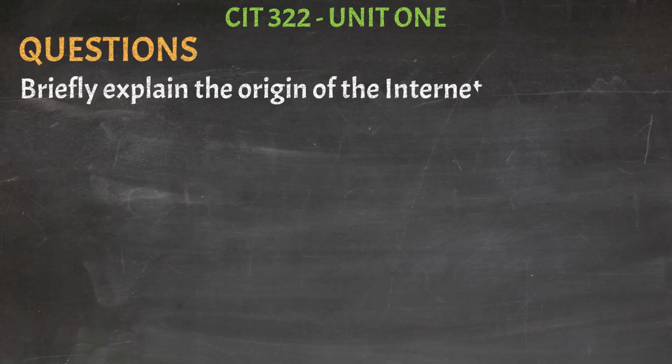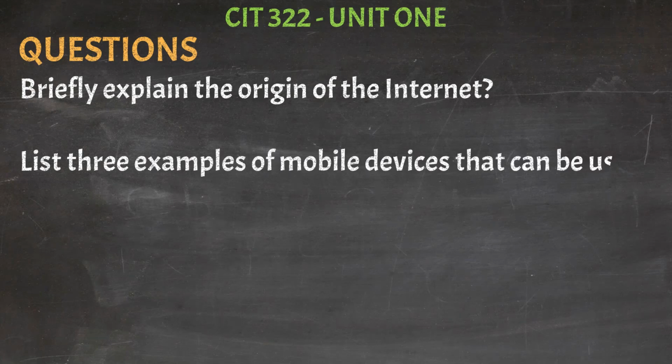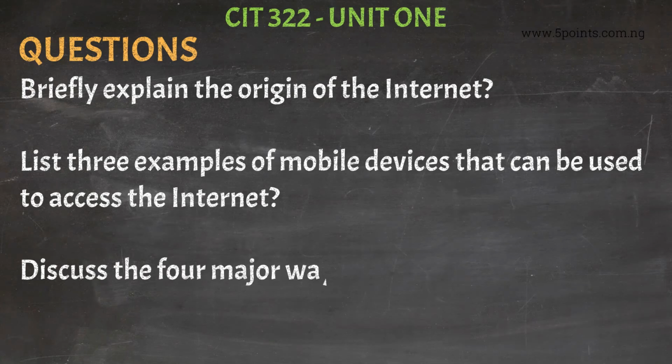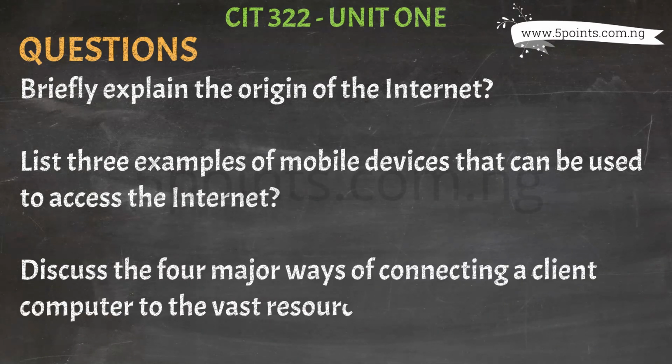Questions for this unit. Briefly explain the origin of the Internet. List 3 examples of mobile devices that can be used to access the Internet. Discuss the 4 major ways of connecting a client computer to the vast resources on the Internet.